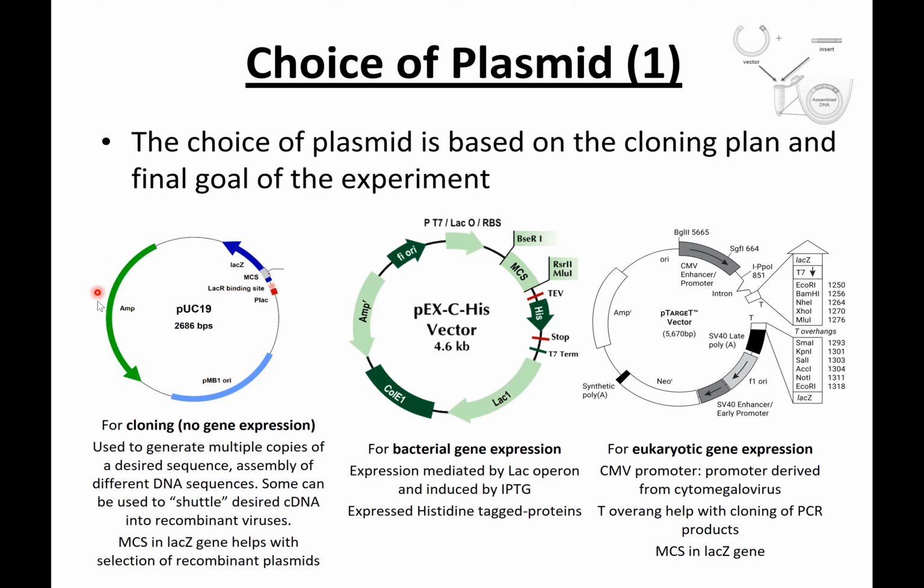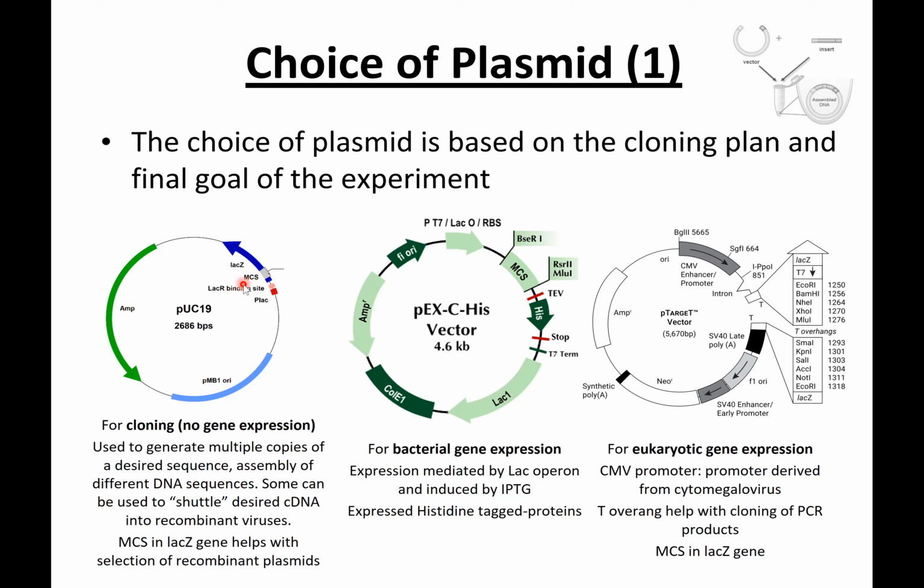Another important feature: they all will contain one gene which expresses a protein that confers resistance to an antibiotic to the bacteria that pick them up. In this case, all of these plasmids I'm showing you here would have a gene that makes the bacterium that picks them up resistant to ampicillin. This is called the selection gene.